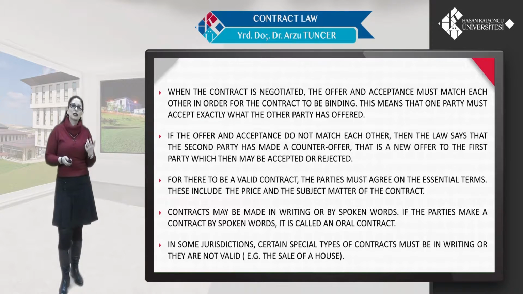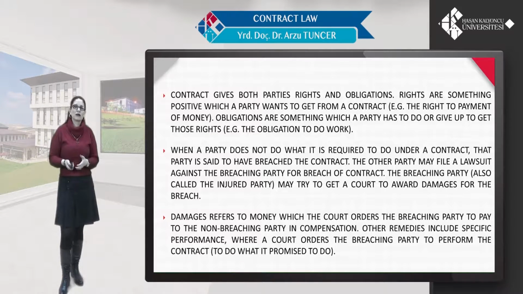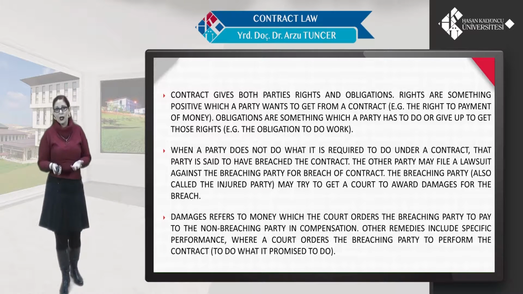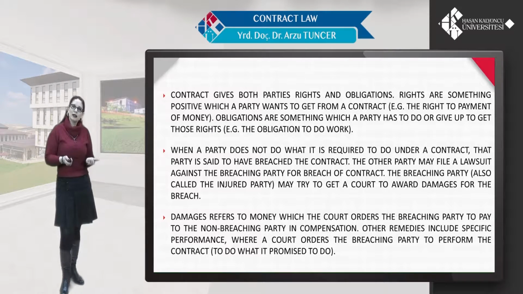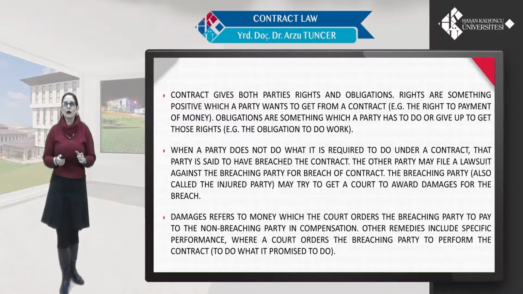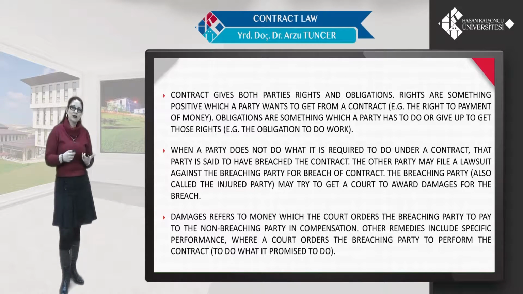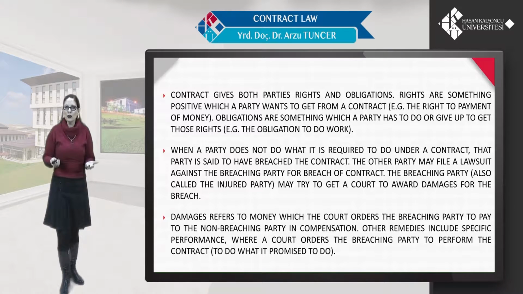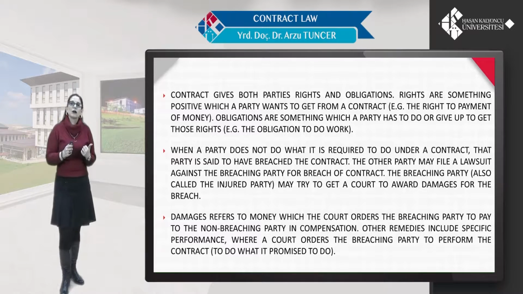The contract gives both parties rights and obligations. Rights are something positive which a party wants to get from a contract. For instance, the right to payment of money. Obligations are something which a party has to do or give up to get those rights, the obligations to do work, for instance. When a party doesn't do what it is required to do under a contract, that party is said to have breached the contract.